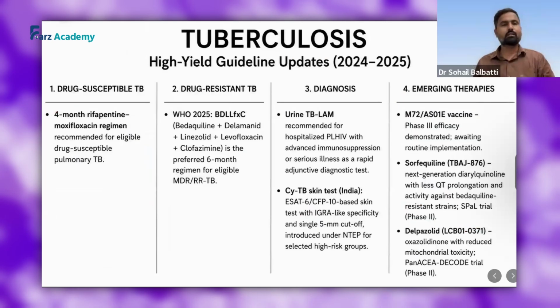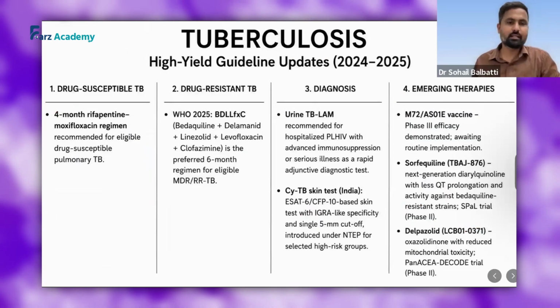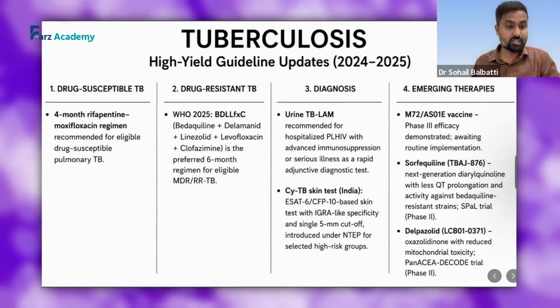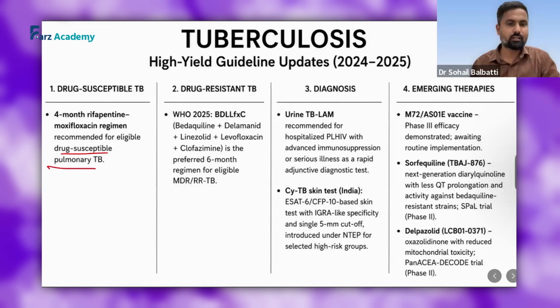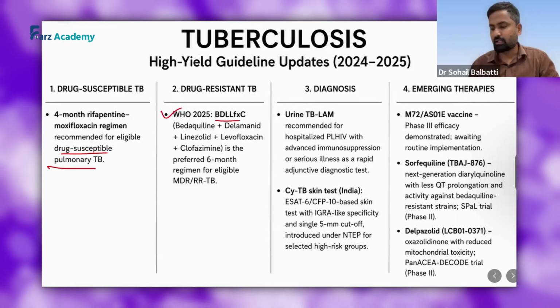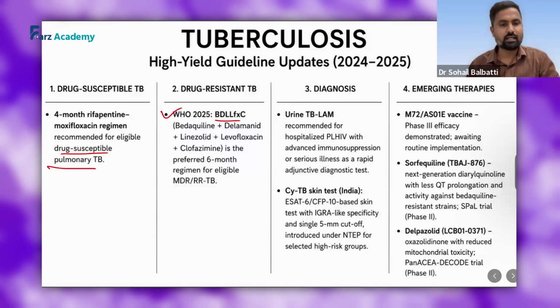So what are the latest high-yield guideline updates? We have a 4-month rifampicin and moxifloxacin regimen for drug susceptible pulmonary TB. For drug-resistant TB, we are coming with bedaquiline, levofloxacin, linezolid, and clofazimine. Again, a 6-month regimen.